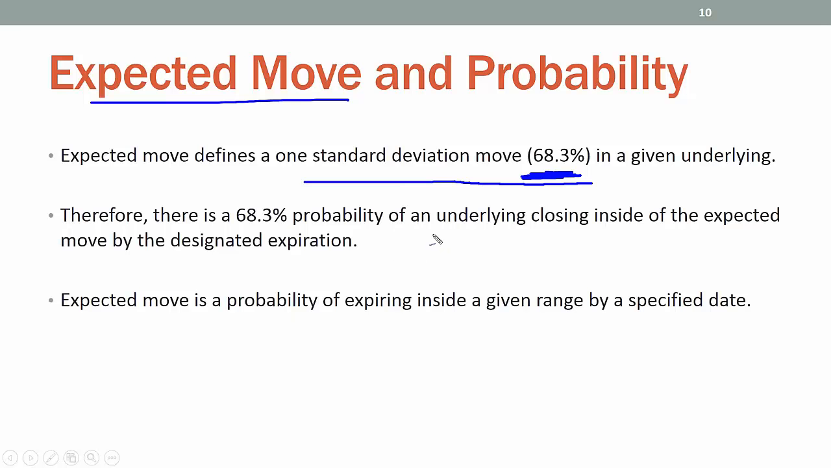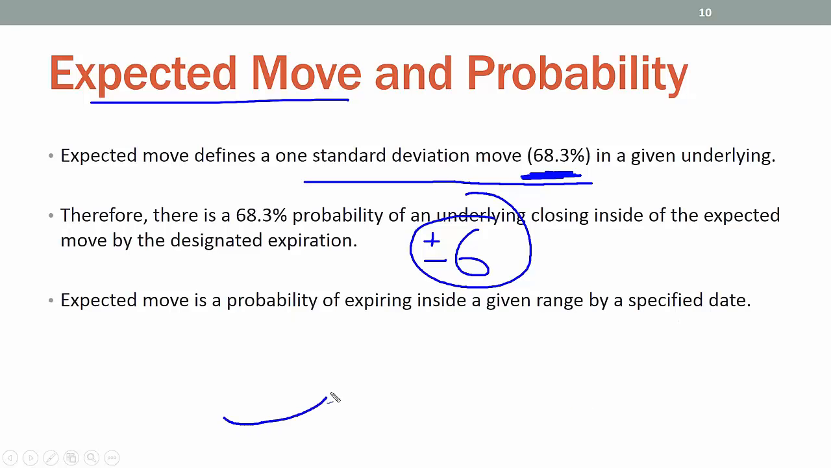If you see this expected move of plus or minus $6, like we did in the previous example, you have to add the call to the put to achieve the full $6 expected move. And I'll show you that here momentarily. Therefore, there's a 68.3% probability of an underlying closing inside of the expected move by the designated expiration. Expected move is a probability of expiring inside a given range by a specified date.